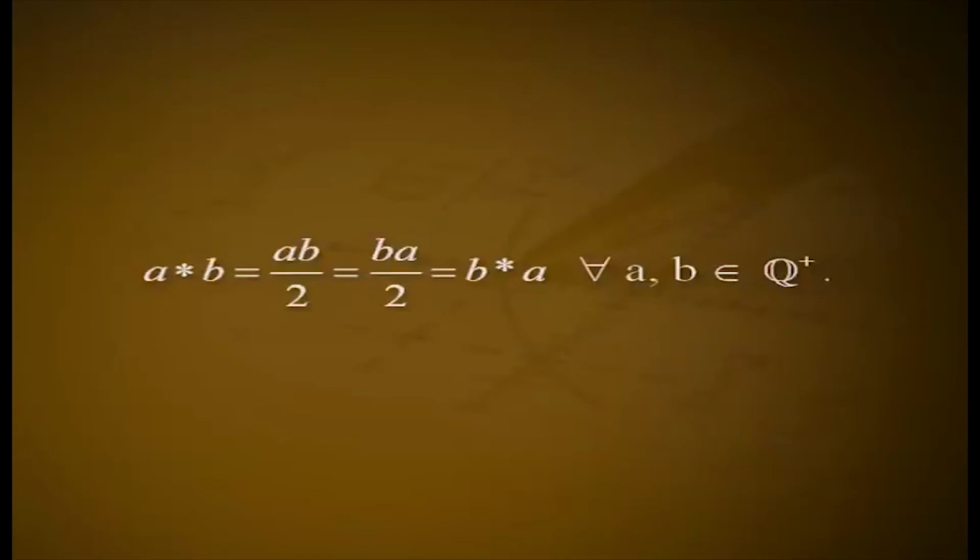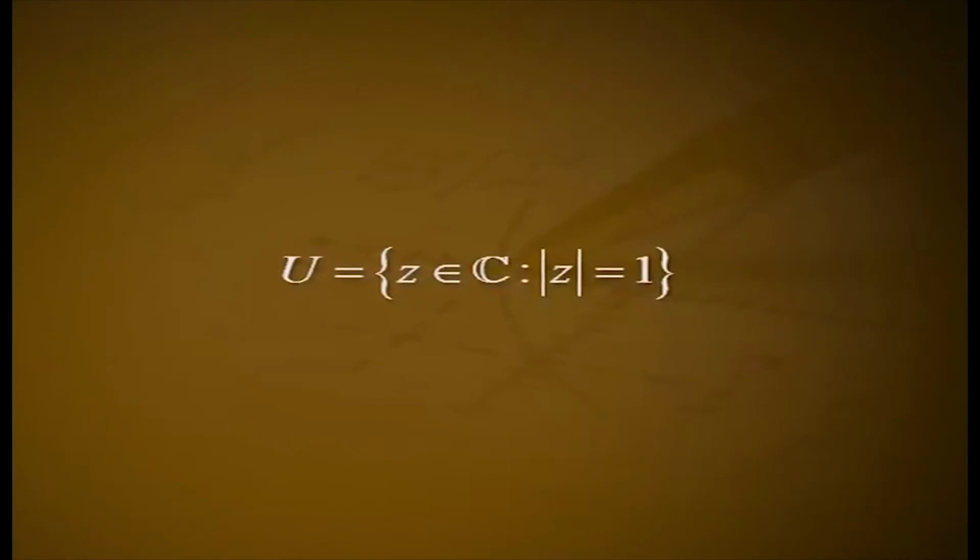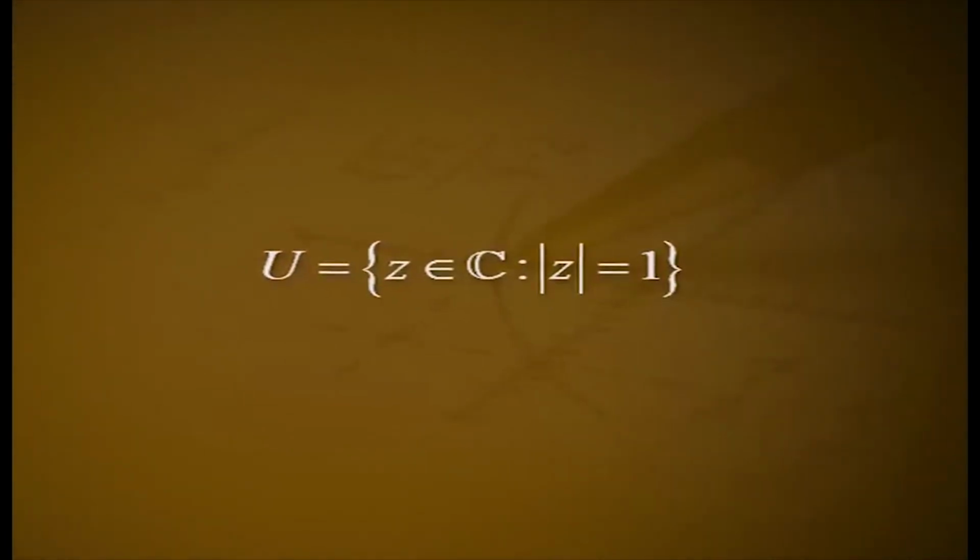G4. Commutativity. A star B is equal to AB by 2, which is equal to BA by 2, which is equal to B star A for every A, B in Q plus. Hence, Q plus is an abelian group under star. Example 10. Show that U is equal to the set consisting of z belongs to C such that mod z is equal to 1 is a group under usual multiplication. Solution is left to the assignments.